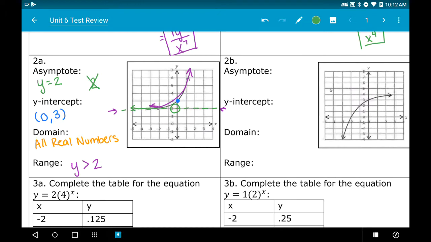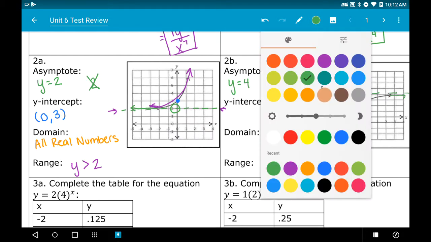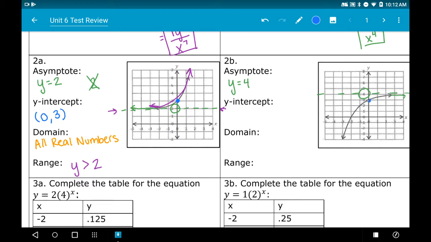Okay, this next one we're going to do the same thing. So our asymptote right here, notice where it levels off horizontally is right there. So our asymptote would be this line that I'm drawing, which is at 4. So we write y equals 4 for our asymptote. Remember, you have to have y equals. Now for our intercept, it's going to hit right here, which looks like it's at 3. So our y-intercept again is going to be 0, 3. You have to write that as an ordered pair.